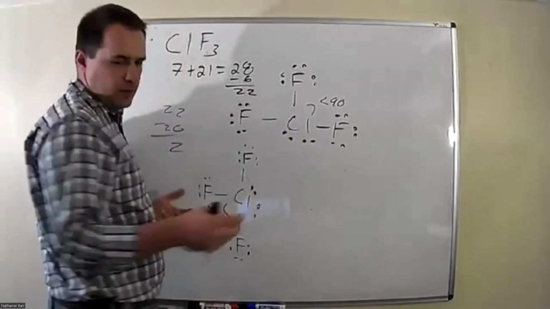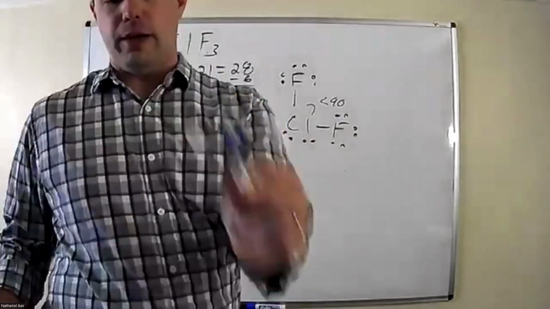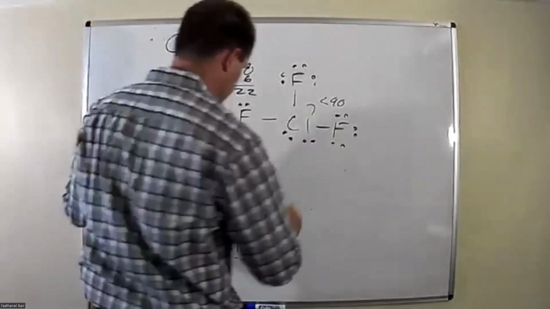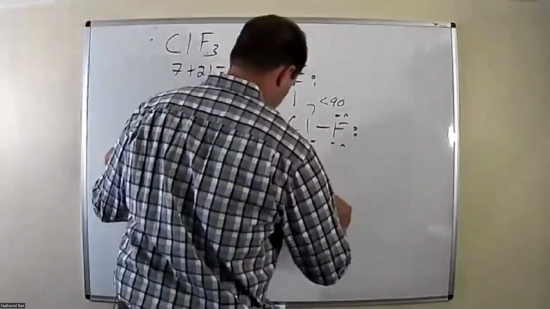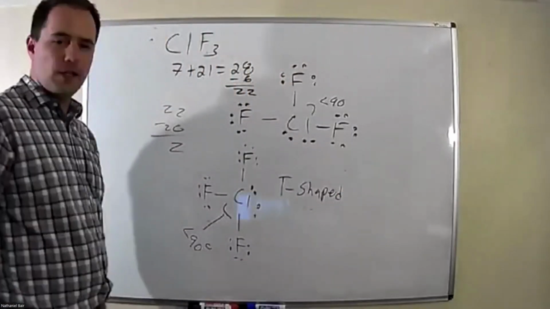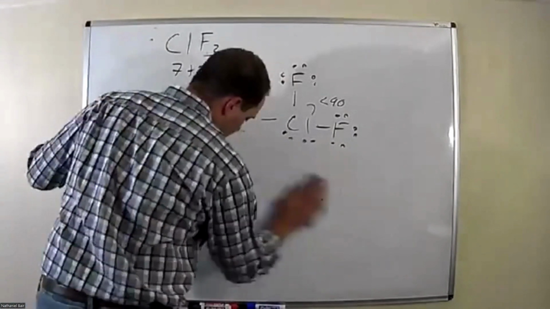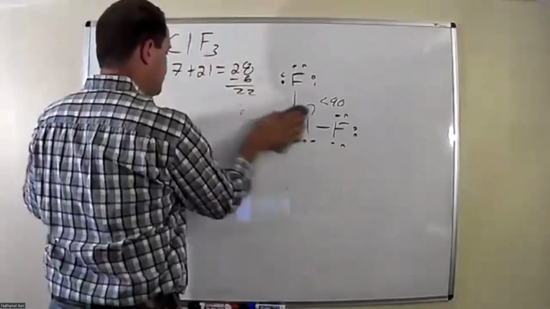Why is it T-shaped? Because it looks like a T, right? We could spin it, and it looks like the letter T. Cool. Awesome. Let's try the triiodide ion.